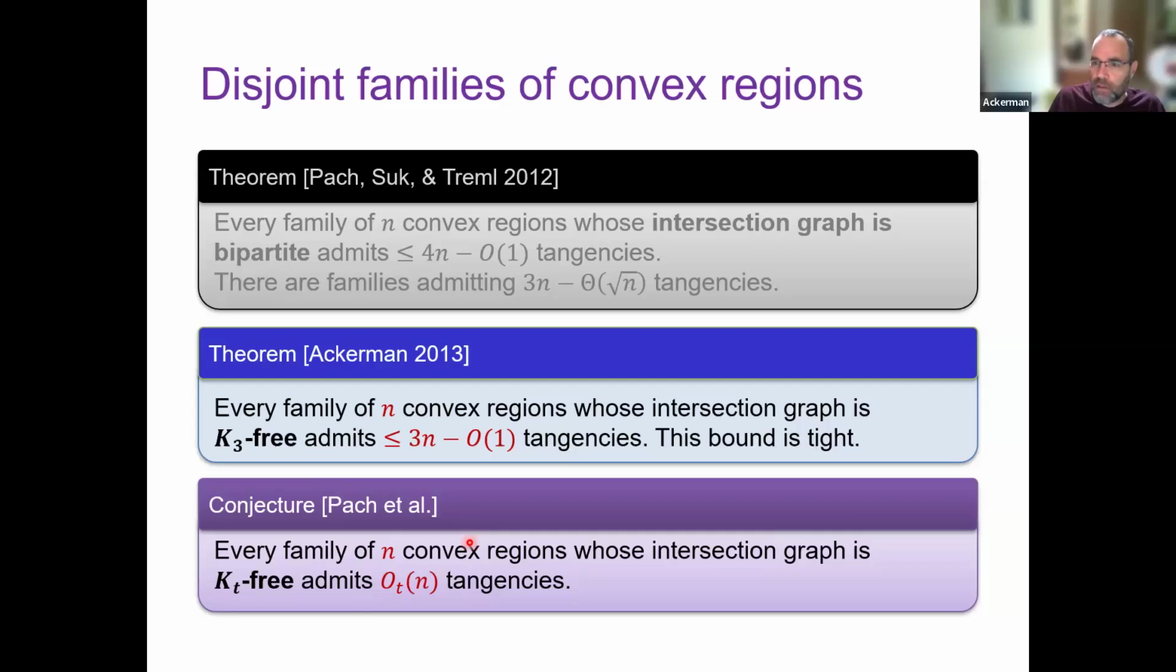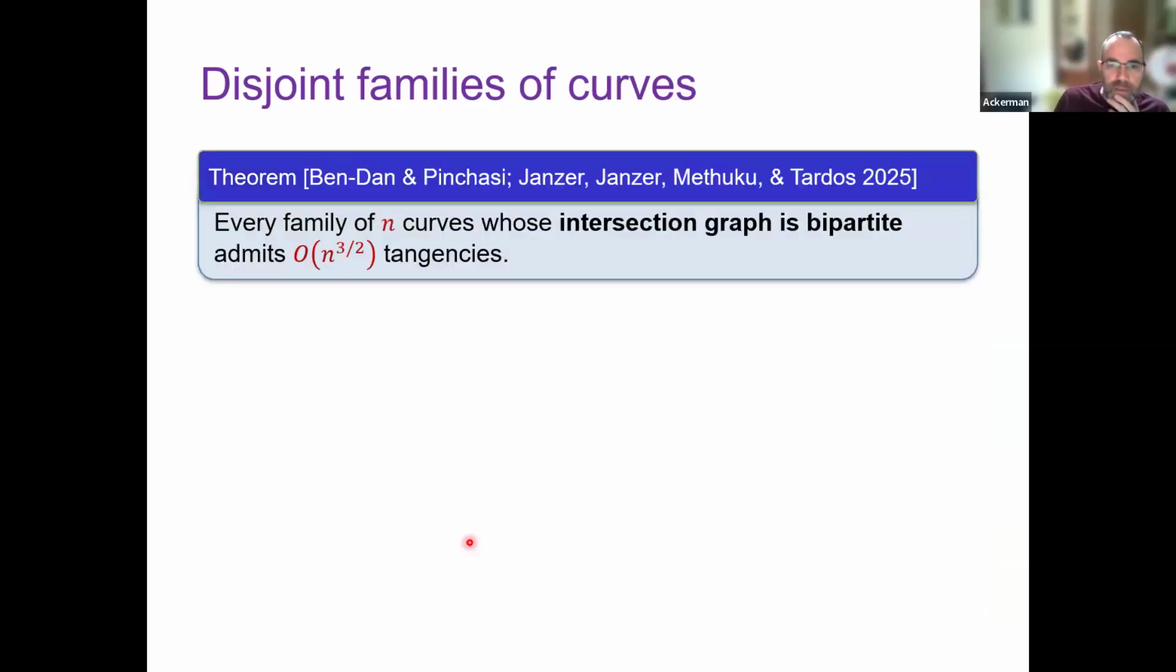So what happens if we don't consider convex regions, or we just consider a bipartite intersection graph? In this case, we still get a sub-quadratic upper bound by an observation of Benedek and Rom, and a recent result of Janzer, Methuku, and Tardos. Such a family will have at most n to the power of 3/2 tangencies.